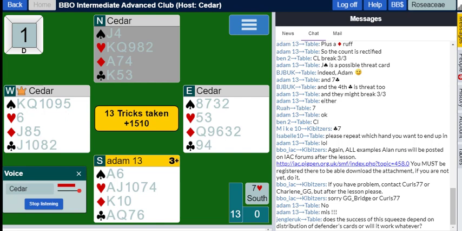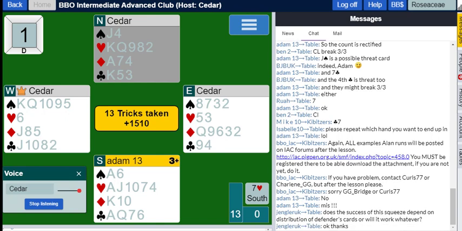One of the opponents has to have both of the guards. If you'd put those four clubs in the East hand, Jonathan, then West would have held on to the Queen of Spades, East would have held on to Jack, 10, 9, 8 of clubs, and you would not have been able to make this contract. Okay, so it does depend on where they go.